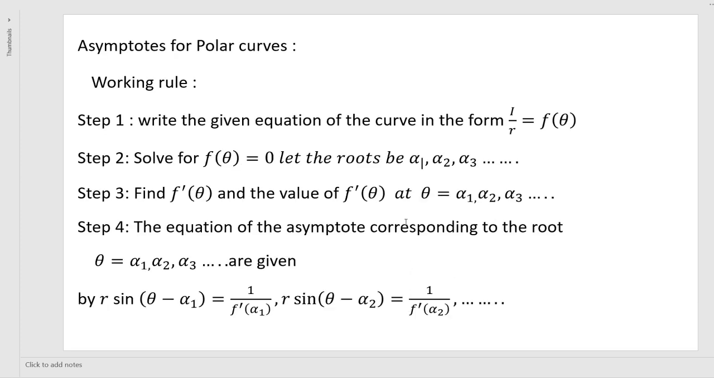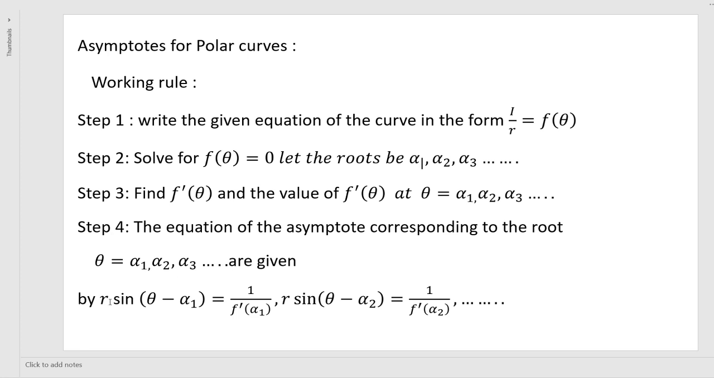Next, asymptotes for polar curves. For polar curves of the form 1 by r is equal to f of theta, to find the asymptotes, first we solve f of theta is equal to 0. Then we obtain the roots and take them as alpha 1, alpha 2, alpha 3, and so on. Then find f dash of theta, and the value of f dash of theta at theta is equal to alpha 1, alpha 2, alpha 3, and so on.